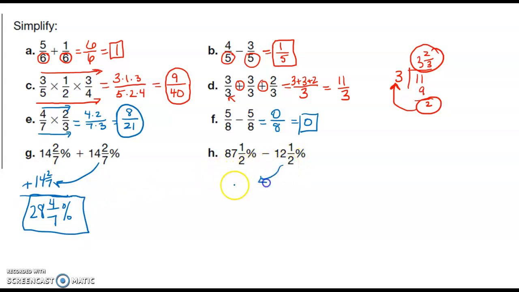I'm going to do the same thing with this one. Again, if it works better for you to do it horizontally, that's fine. So I have 1/2 minus 1/2, which gives me 0 over 2. There's nothing there. 7 minus 2 is 5. 8 minus 1 is 7. So this is going to cancel out, and we just get 75%.